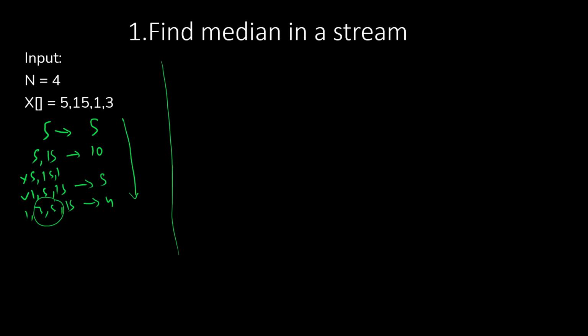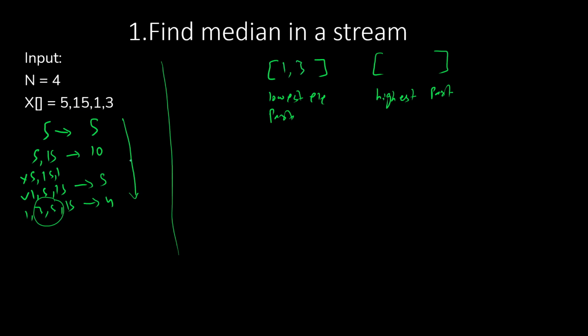Now coming to the coding, let us take a heap based approach. In the heap based approach, we will divide the elements into two parts: one part with the lowest elements and the second part with the highest elements. What do we mean by the lowest part? Whatever the length is in the stream, the first half of the sorted order will be stored in the first part. Here 1, 3, 5, 15 is there, so 1, 3 will be in the first half.